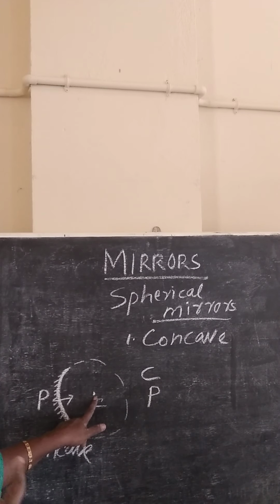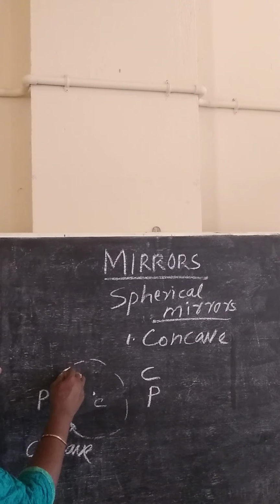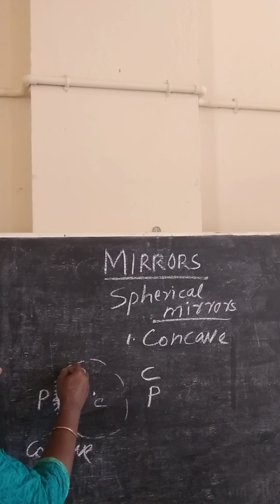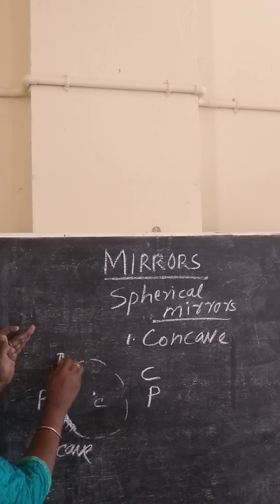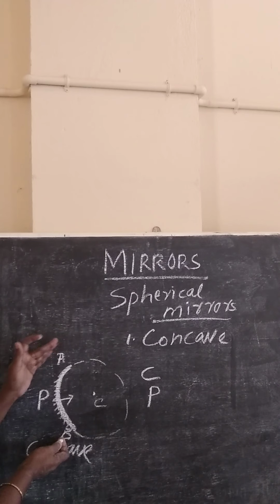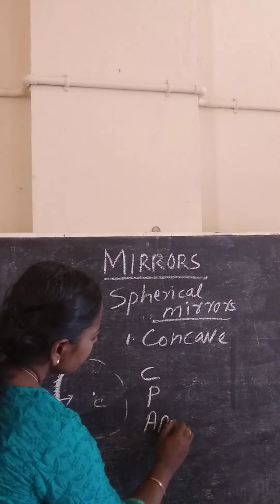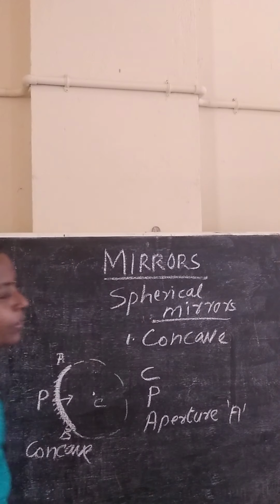That means the sphere from which the particular piece of the mirror is taken. And the length of the reflecting surface, only this much, AB, is the length of the reflecting side. Clear? AB is the length of the reflecting side. That is called the aperture of the mirror. The letter A is used to denote the aperture of the mirror. Okay, that is another term.